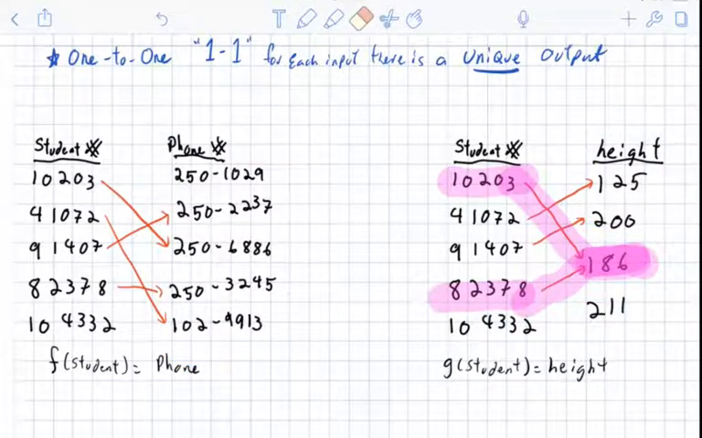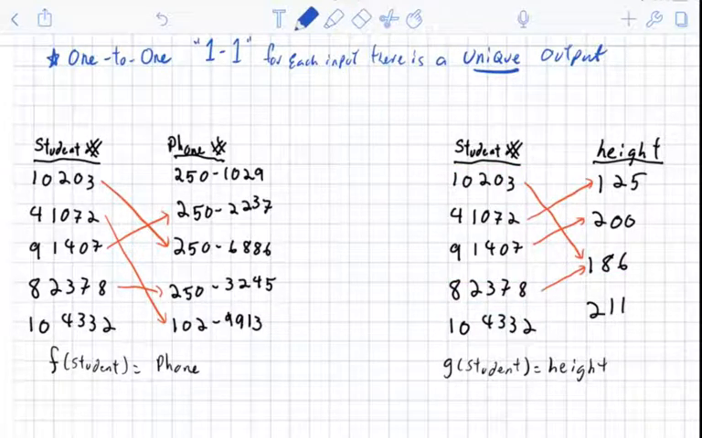Whether or not something's one-to-one has nothing to do with whether it's a function. It's just an additional property. It's like yellow-haired dogs. Something can be a dog and not have yellow hair. We're just talking about, of these dogs, some of them are yellow-haired.